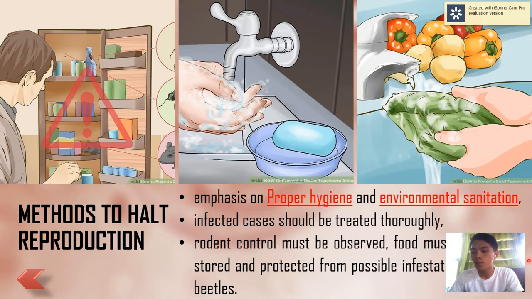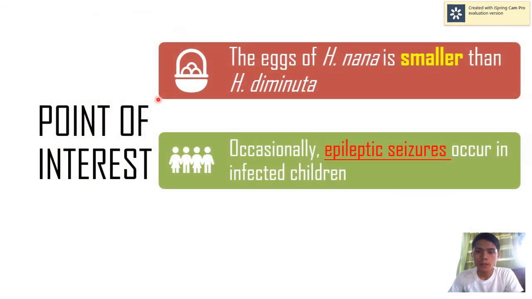Food must be properly stored and protected from possible infestation with grain beetle. This infestation with grain beetle is very uncommon nowadays in our country because the storage of rice and flours has improved, emphasizing environmental sanitation. Point of interest: the eggs of H. nana are smaller than H. diminuta. Occasionally, epileptic seizures occur in infected children. These seizures are caused by the immunological response of the body against the parasite.